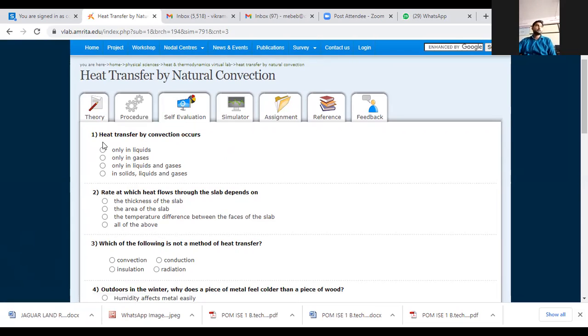Okay, so the first question is: heat transfer by convection occurs. The options are only in liquid, only in gases, only in liquid and gases, or in solid, liquid and gases. What is the answer for this question?